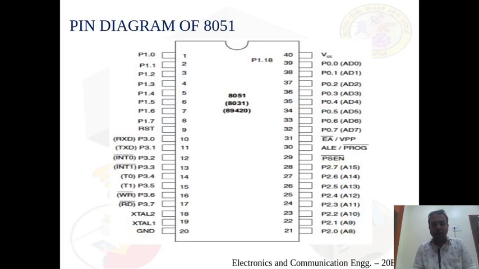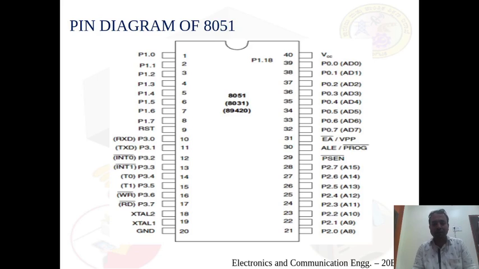In this slide we can see the complete pin diagram of 8051. The most commonly available 8051 is a 40 pin dual in line package. In this microcontroller we have 4 ports P0, P1, P2, P3 and each port consists of 8 pins.